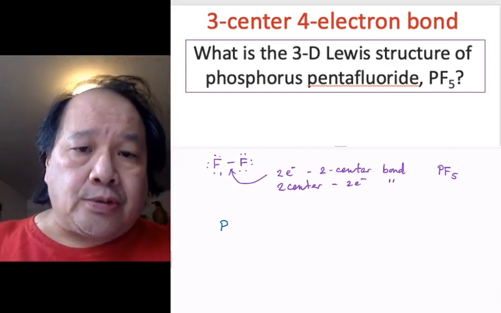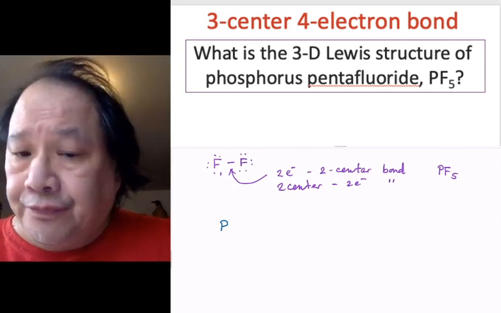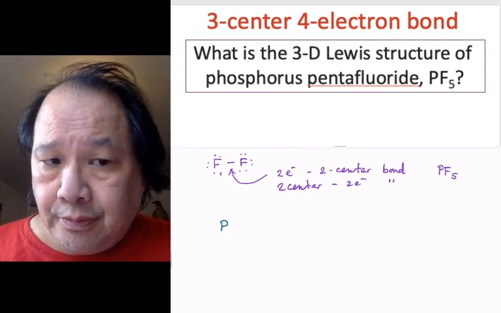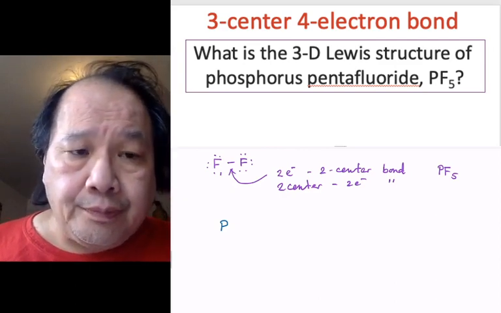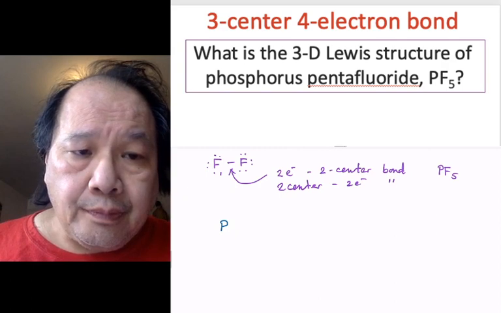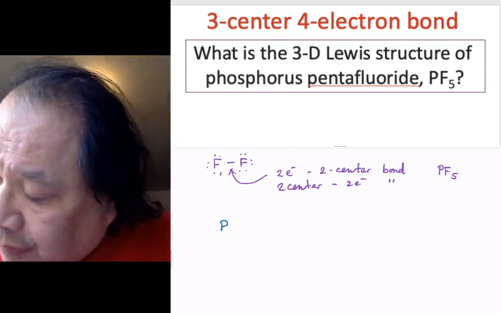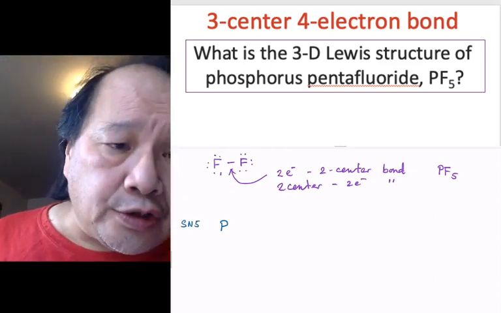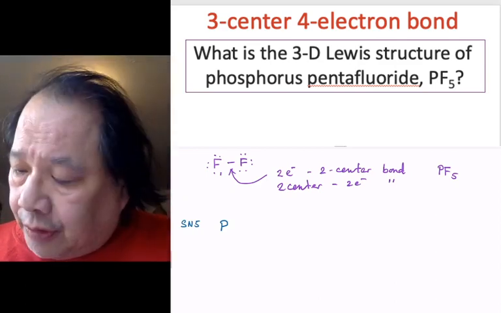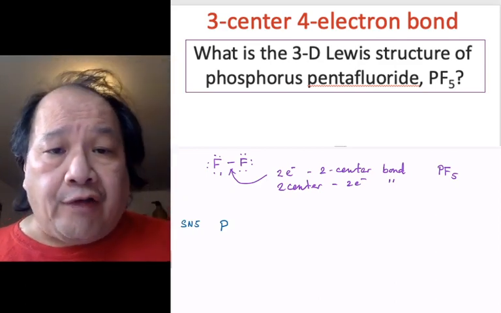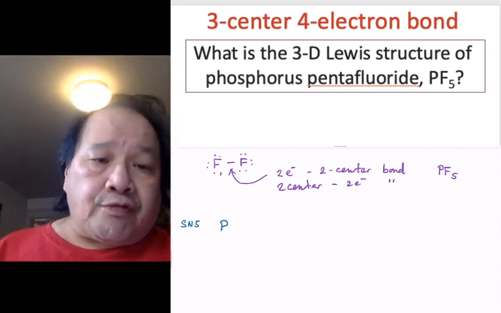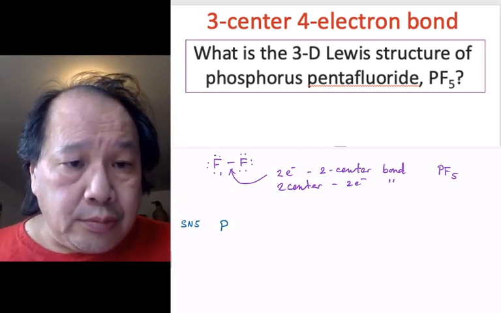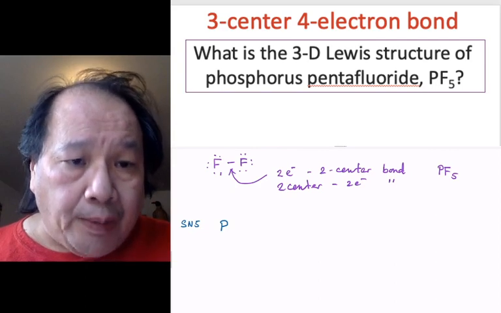And what is the steric number? I'll give you 10 seconds to work out the steric number. PF5. Phosphorus has 5 valence electrons. Figure out its steric number. Its steric number is 5. Phosphorus has 5 electrons. Each fluorine donates 1 electron. That's 10 electrons divided by 2 is 5. And what's the name of the shape then? There are 5 fluorines attached to the phosphorus. Steric number of 5. Put in chat what the name of the shape is. It's trigonal bipyramid.